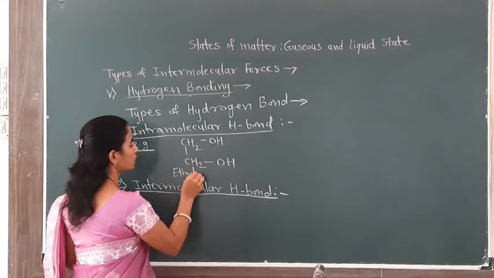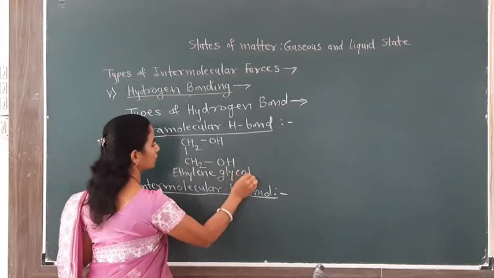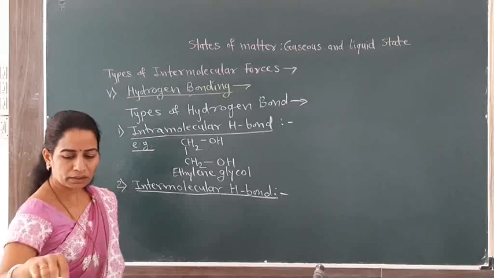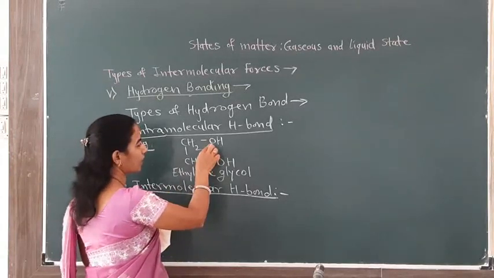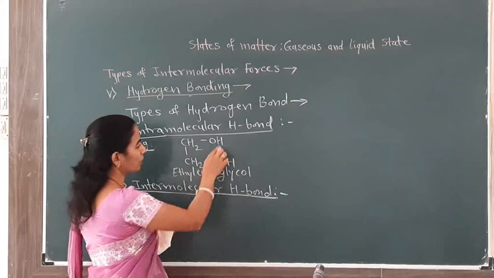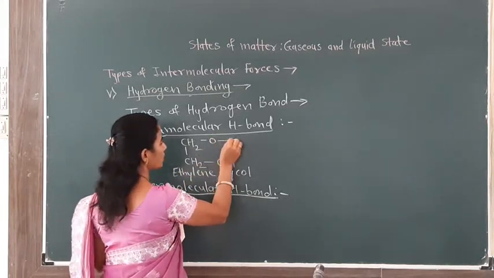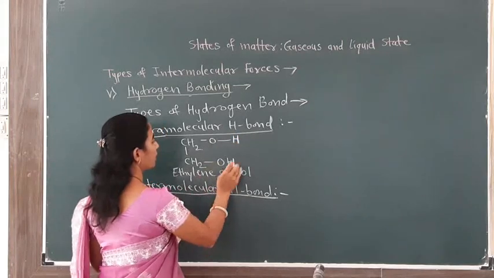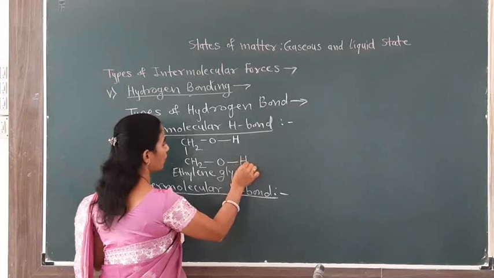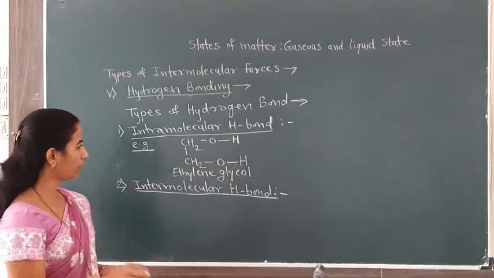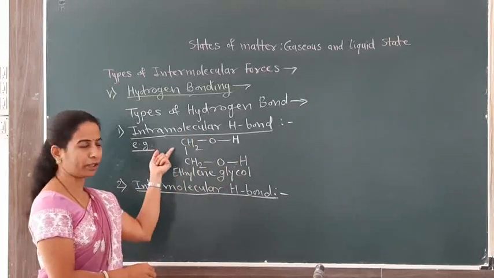The name of this molecule is ethylene glycol. See, in this ethylene glycol molecule, here the oxygen atom is bonded with this hydrogen atom. I will show that bond just like this. Similarly, here also this oxygen atom is bonded with a hydrogen atom. Now, this is a single molecule, the same molecule.